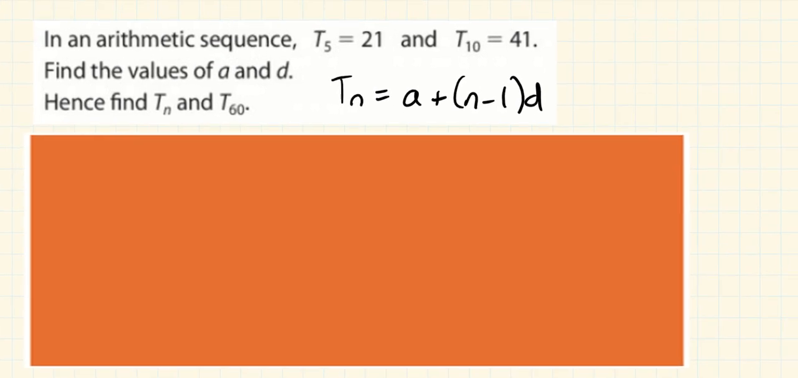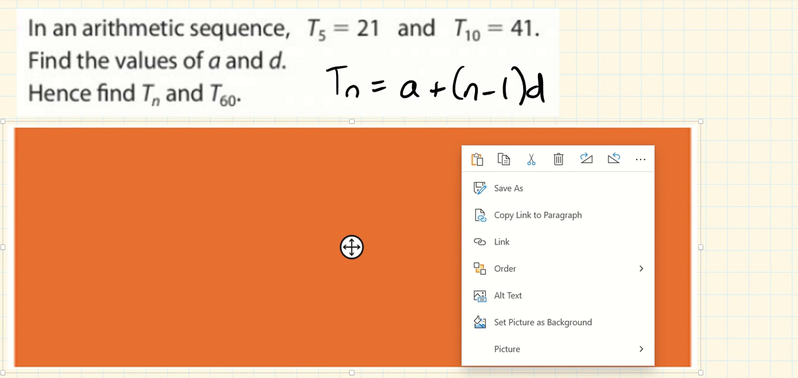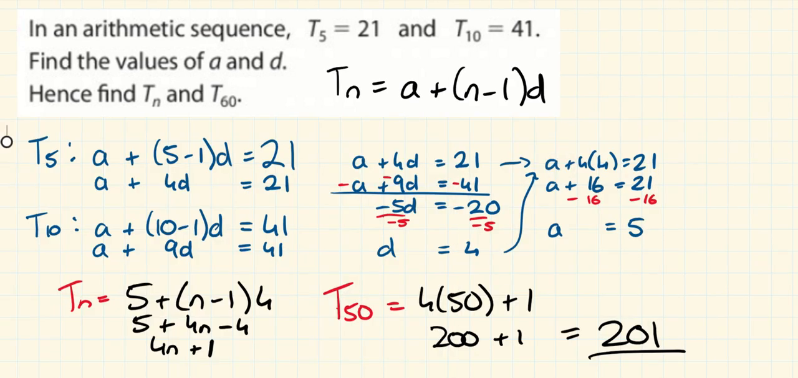I'll scroll down and we'll get you to do one yourselves. So same as before, you've got T5 and T10, and you have to find A and D based on that. I'll give it a second and then I'll delete the orange square. Okay, solution coming now. Same as before, you want to sub in for T5 and T10, and then you can do your simultaneous equations, and then you can work out Tn and T50.